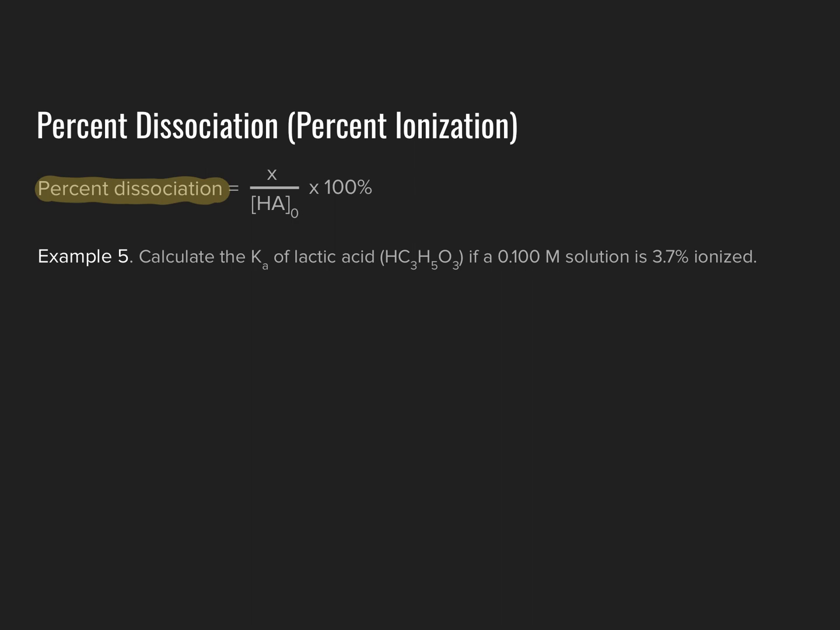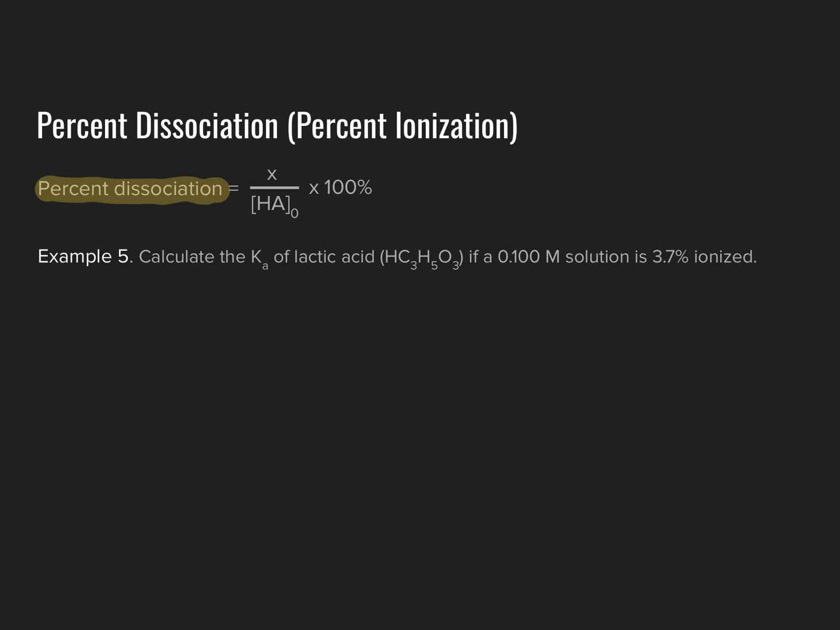Recall from the process of the small x assumption when solving an ICE table that we, as part of that process, calculated the percent error in our calculation by dividing the x value, that is the thing we assumed was small in making our assumption, by the initial concentration of the initial species and multiplying that by 100 to express it as a percentage. Now, in previous ICE tables, this had really represented a percent error that we'd introduced into our calculations, but we want to look at this from a slightly different perspective today with respect to those weak acids.